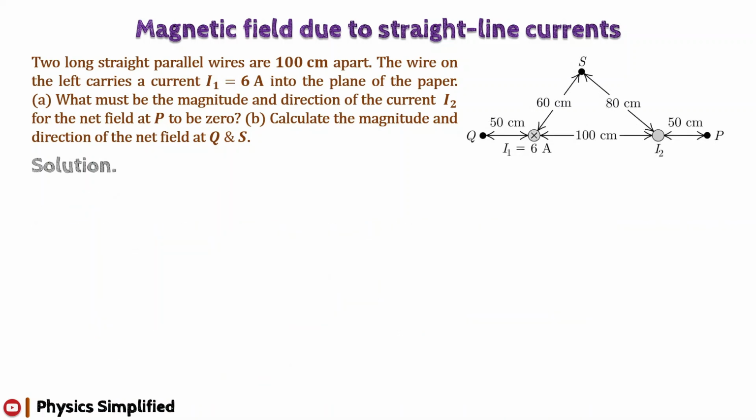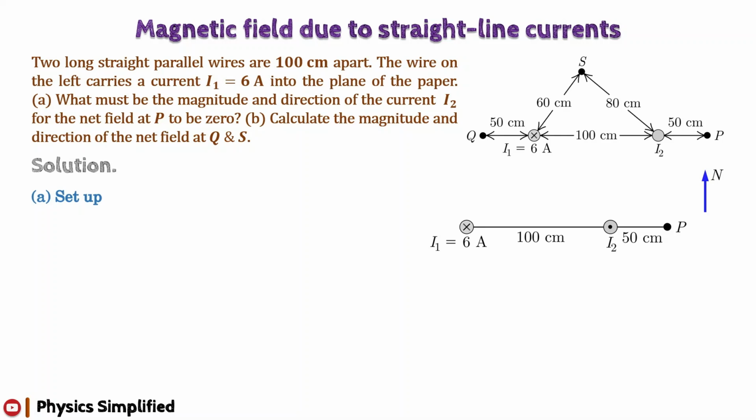Let us now set up the first part of the problem. According to the figure, the direction of the current I2 must be into the paper in order to get zero magnetic field at point P. Let me explain why. First, we consider the direction of the magnetic field at P due to current I1 through the first wire, that is, wire on the left.